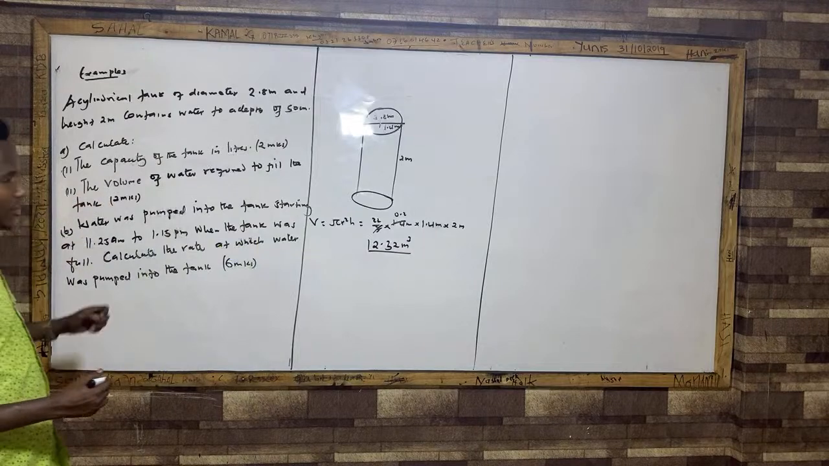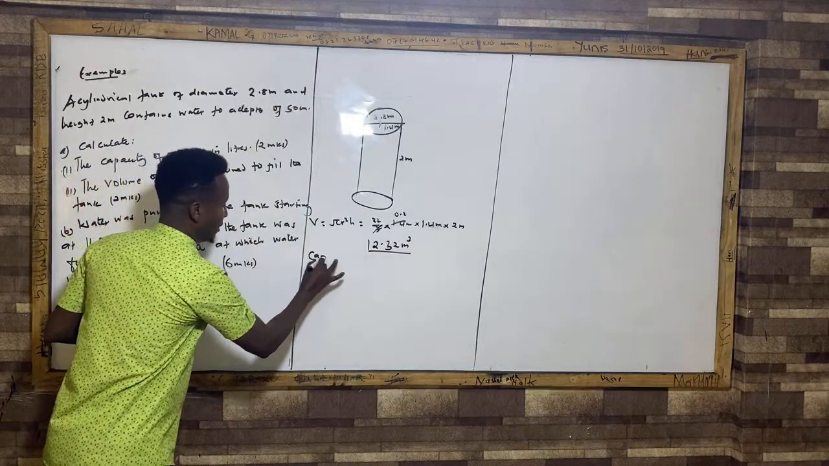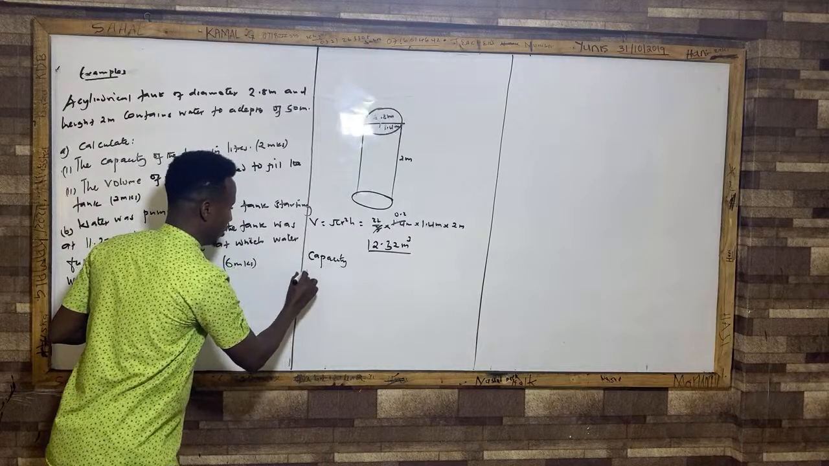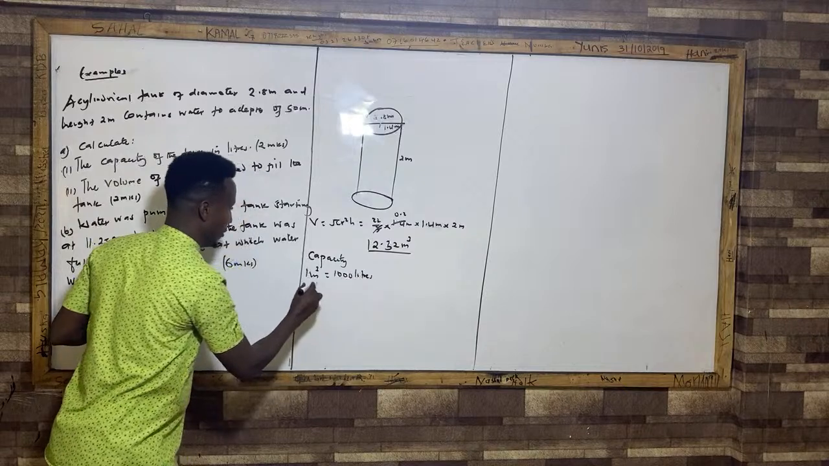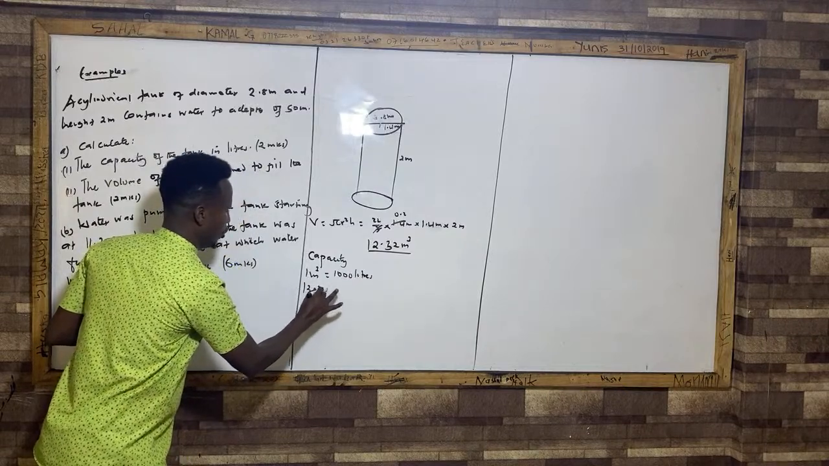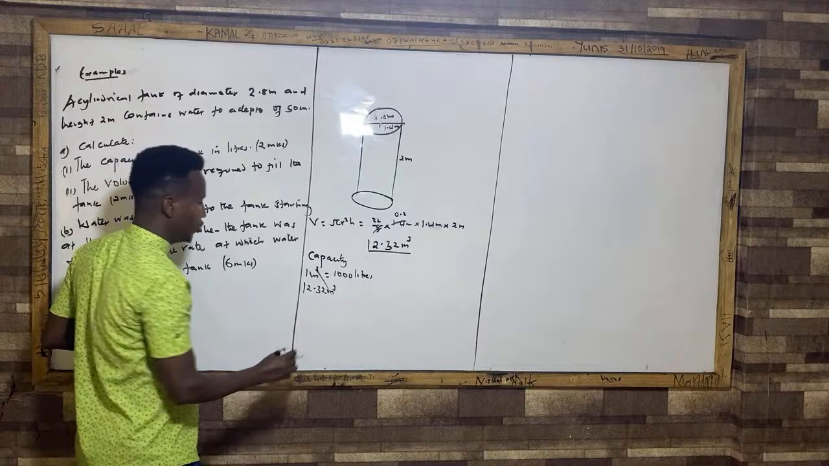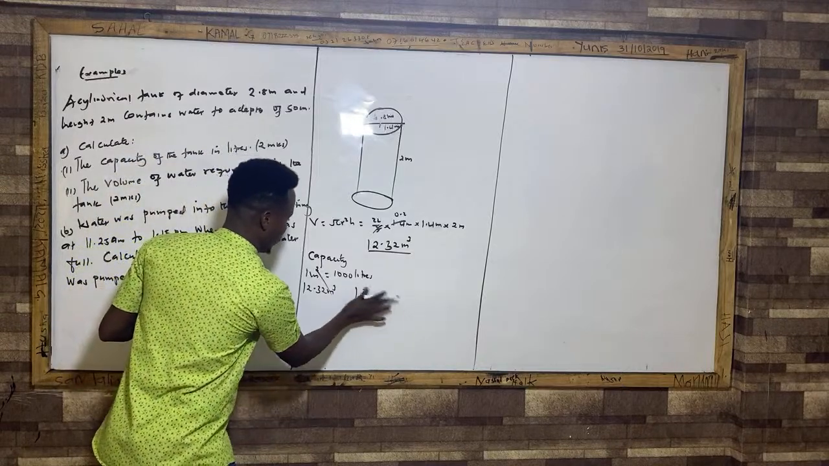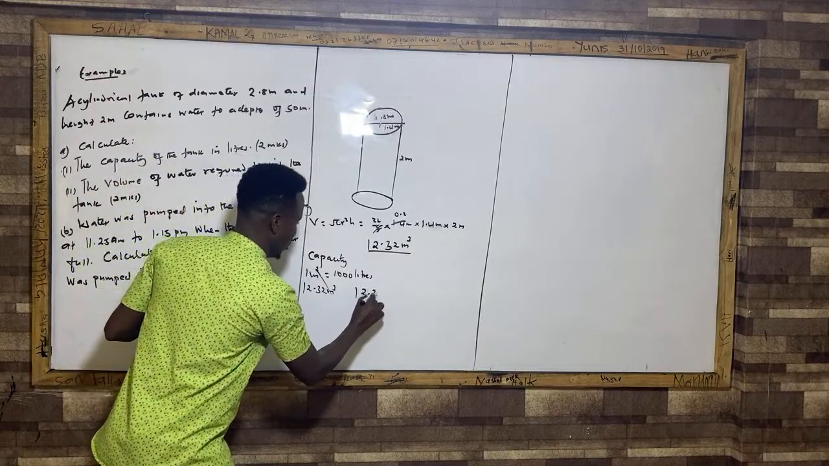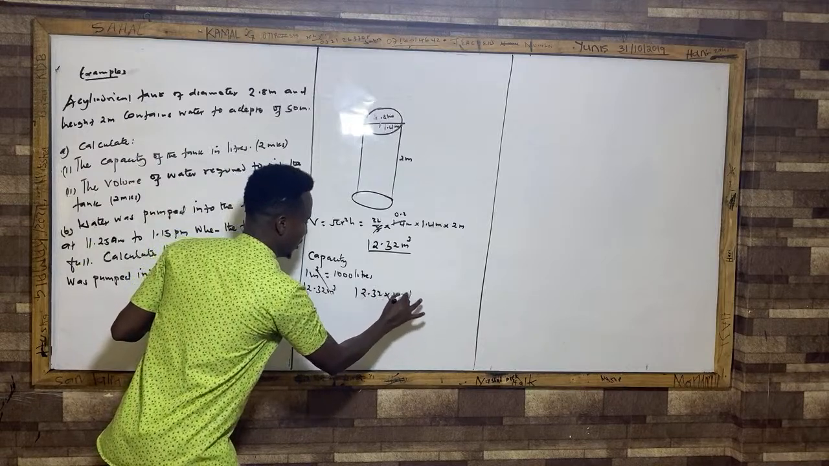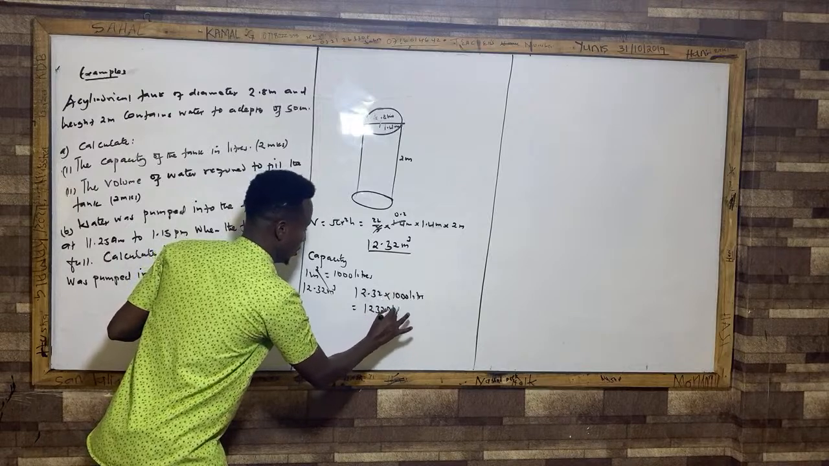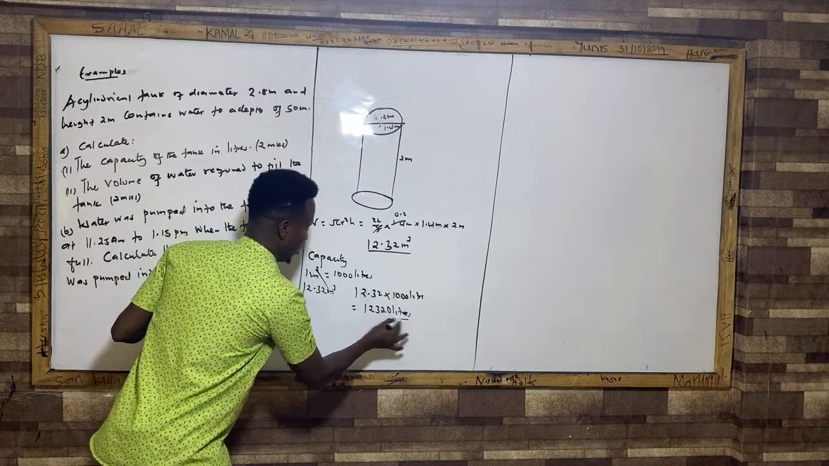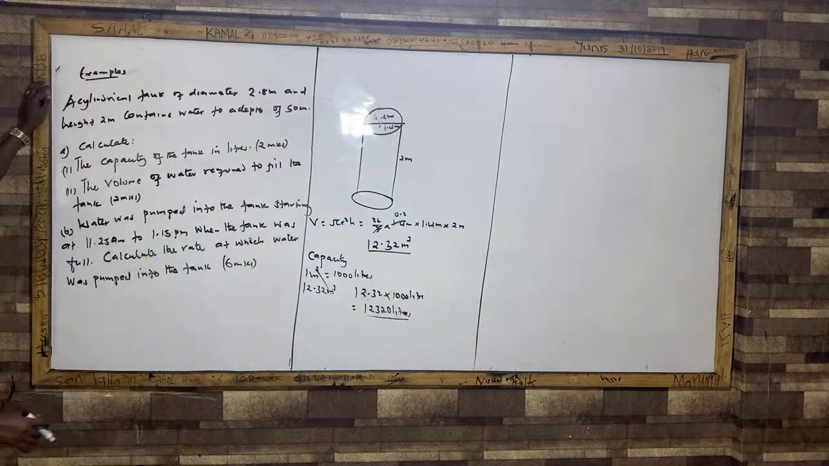We have been told the capacity of the tank. Now let's get the capacity. I know that 1 meter cubic is equal to 1,000 liters, okay? So 12.32 meter cubic, cancel, so it will be 12.32 times 1,000 liters, which will give us 12,320 liters, final answer.